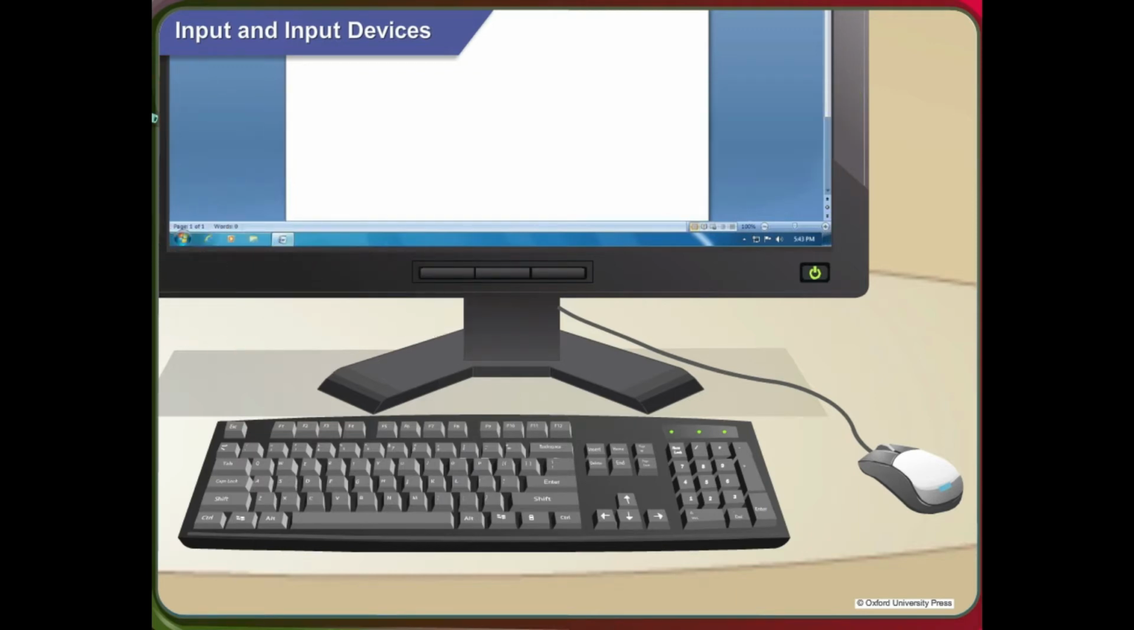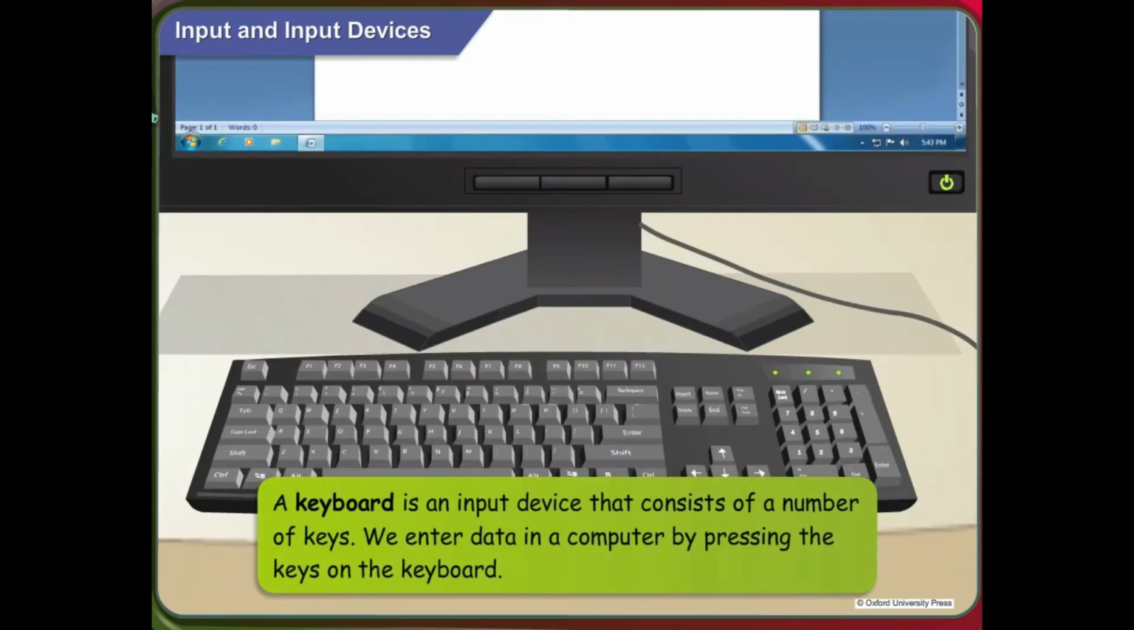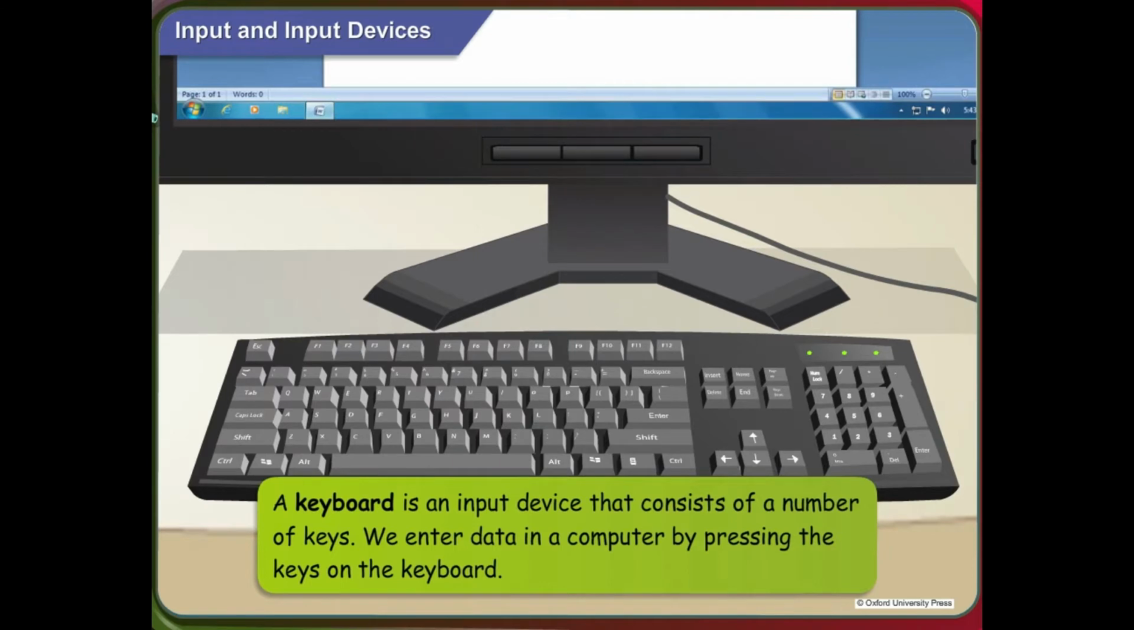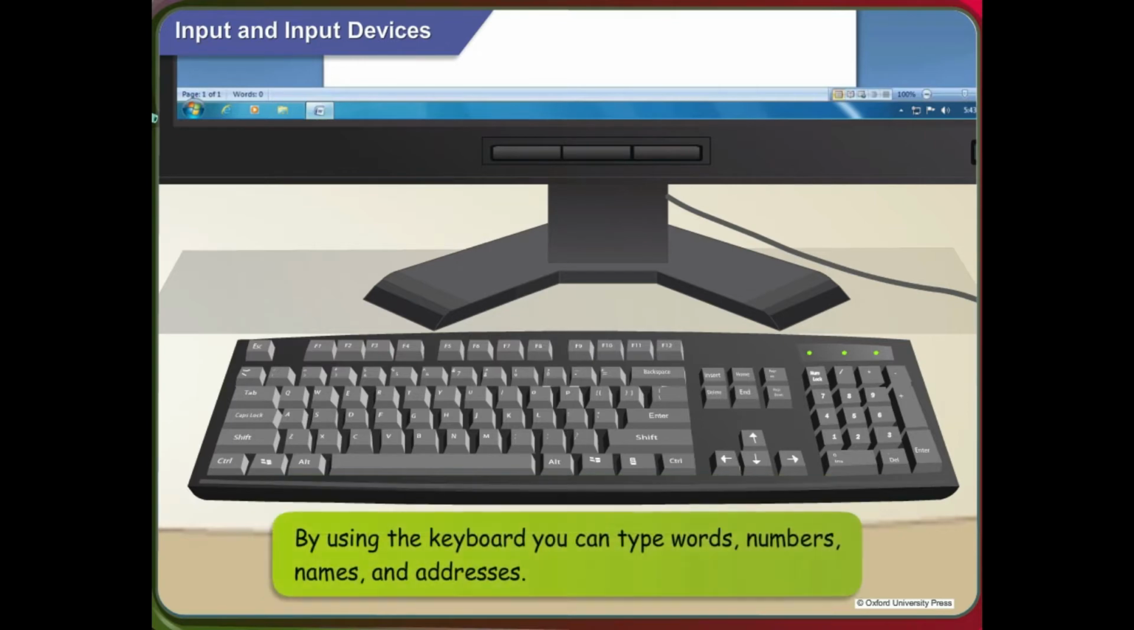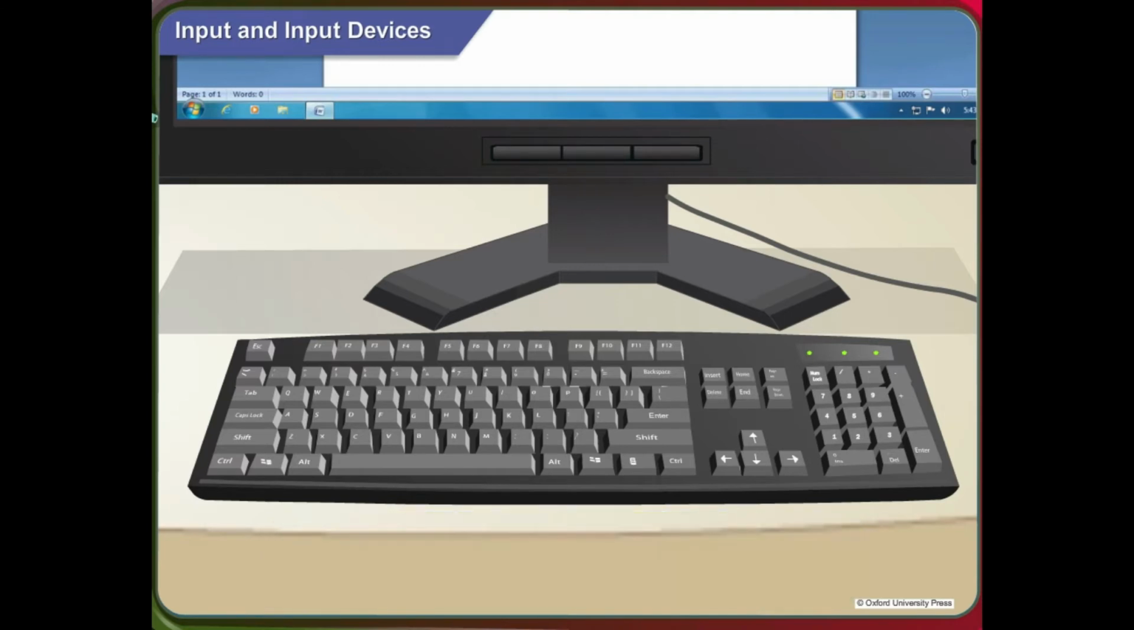Very good, Goggle. You can see that a keyboard consists of a number of keys. We enter data in a computer by pressing the keys on the keyboard. By using the keyboard, you can type words, numbers, names, and addresses. Next, let us look at the mouse.